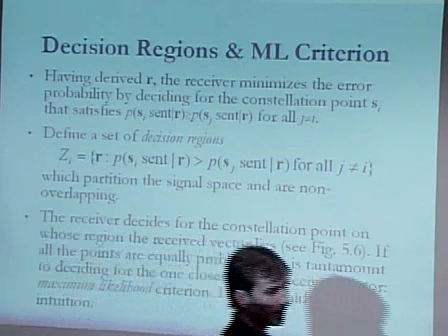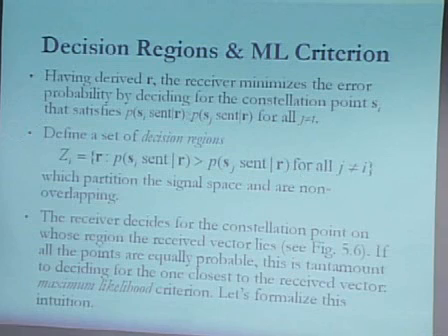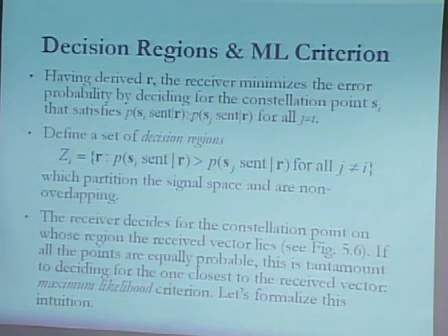These regions partition the signal space and are non-overlapping. So what does this mean? What this means is that every point R, every received vector R, is going to be in one and only one of these regions. So every point has to be in one region and only in one region. There can be no points that belong in no region.